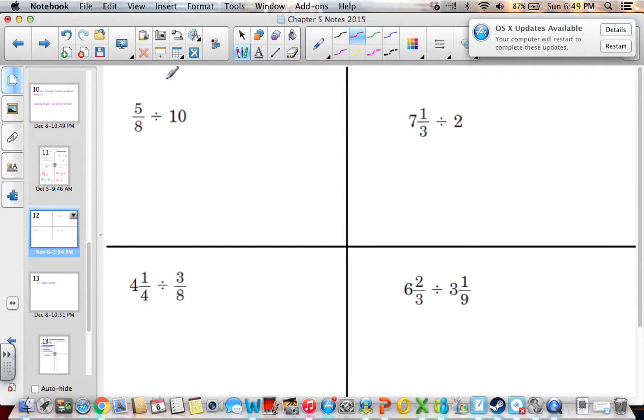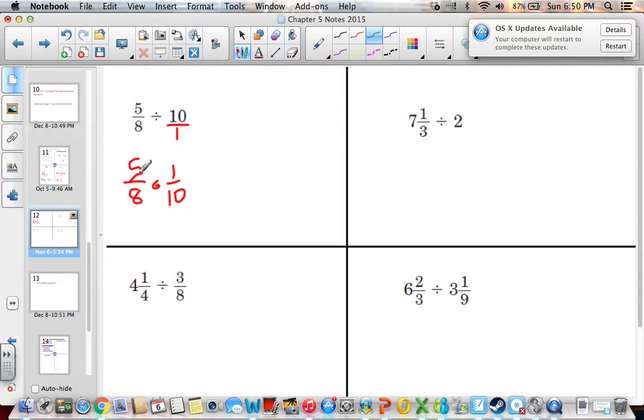All right, if we have 5/8 divided by 10, the first thing that we need to do is, if we have a whole number, we need to turn that into a fraction, and the way to do that is to make it that number over 1. So I have 5/8, change it to multiplication, flip it to 1/10.